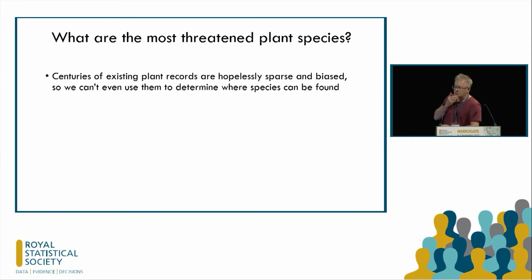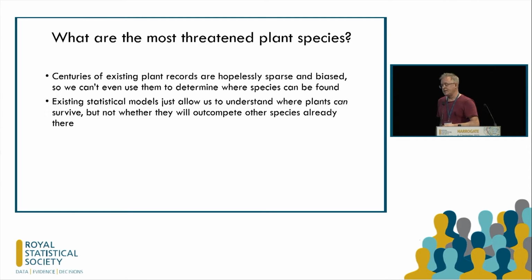And so to answer the question, where are the most threatened plant species, what we realized relatively early on, after a couple of years, is that the centuries of existing plant records out there are hopelessly sparse and biased, and we can't even use them to find out where species can be found. So then you look at what people have done with the data that is available, and generally they use some fairly simple statistical models to identify what habitat preferences those species are, and then they map out where in the world has that habitat, and they will say, okay, well, those species can survive in those habitats.